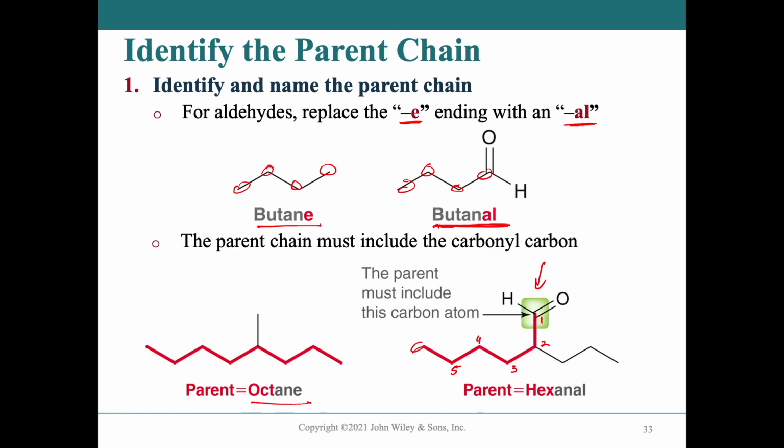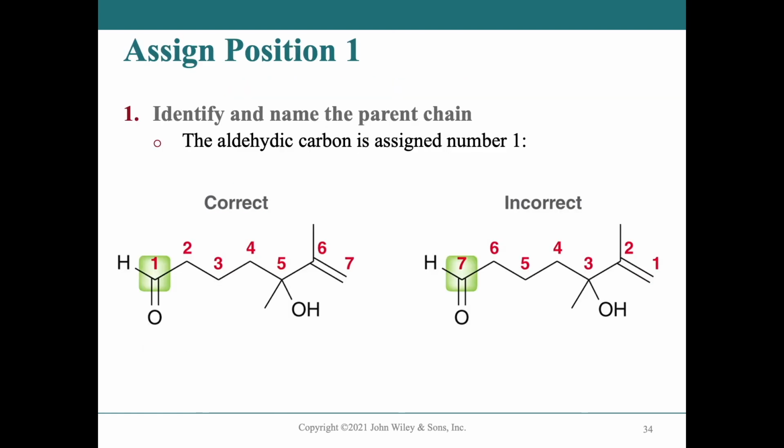So since there's only 6 there, it's no longer an octane. It's going to be hex now. It's going to be a hex for the parent. And then we always end it in -al for aldehyde. So hexanal, right? Hexanal. And again, we want our substituents to have the lowest number. That's why we put the 1 on that carbon right there, where the aldehyde actually starts. Okay?